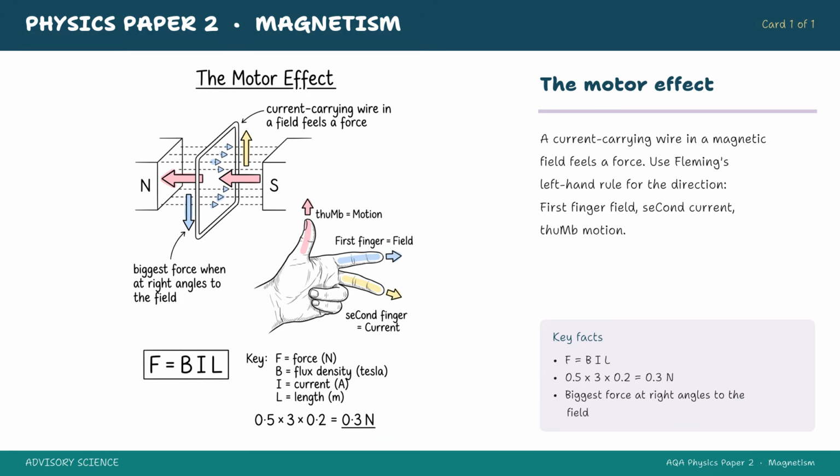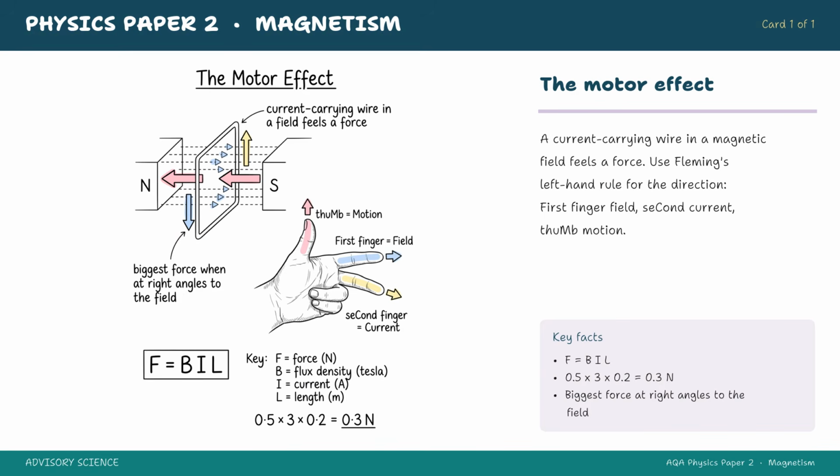The size of the force has an equation. Force equals magnetic flux density times current times length. In letters, that's F equals B times I times L, where F is the force in newtons, B is the magnetic flux density in Tesla, I is the current in amps, and L is the length of the wire in the field in meters. Let's walk one through.